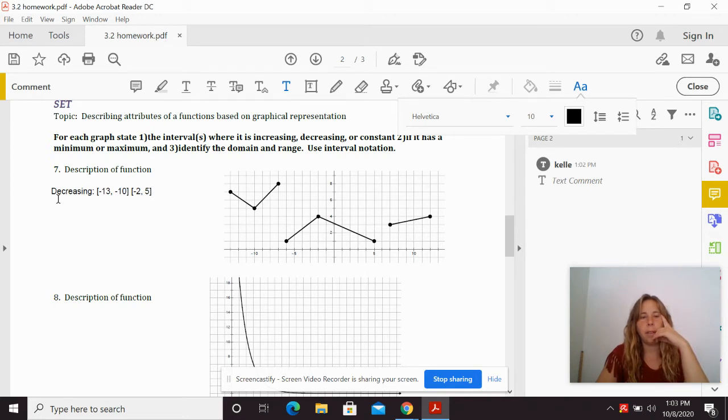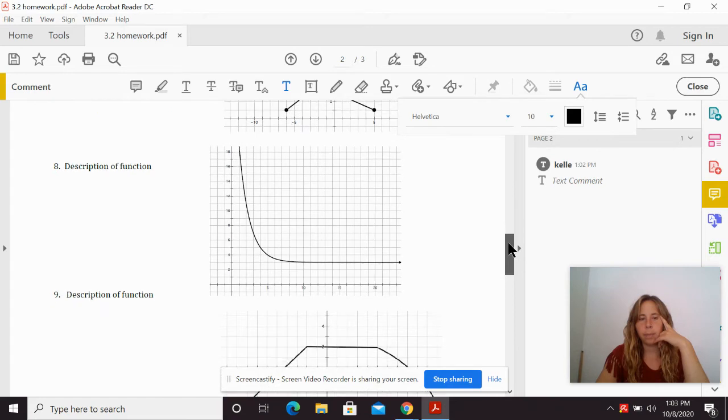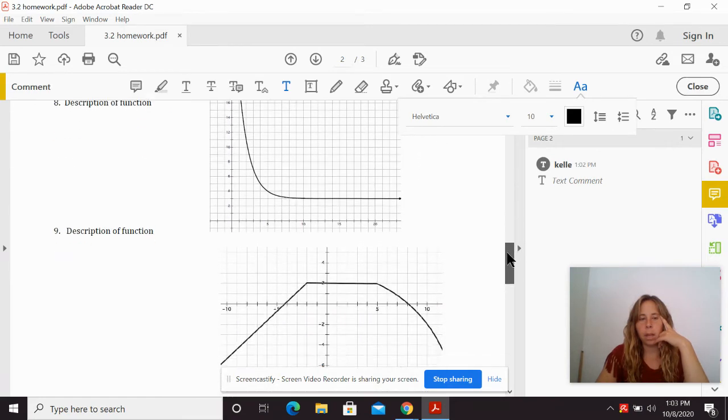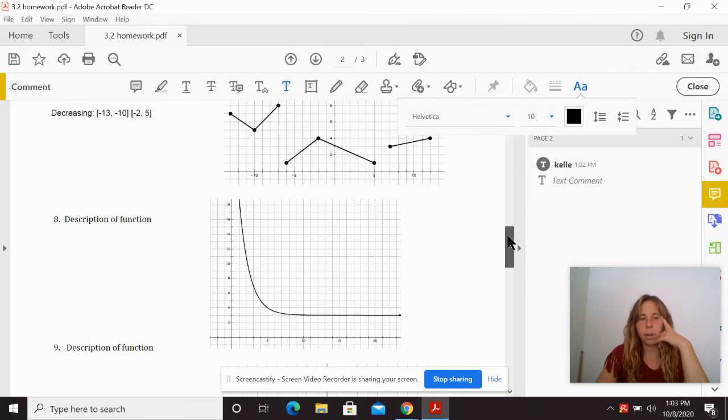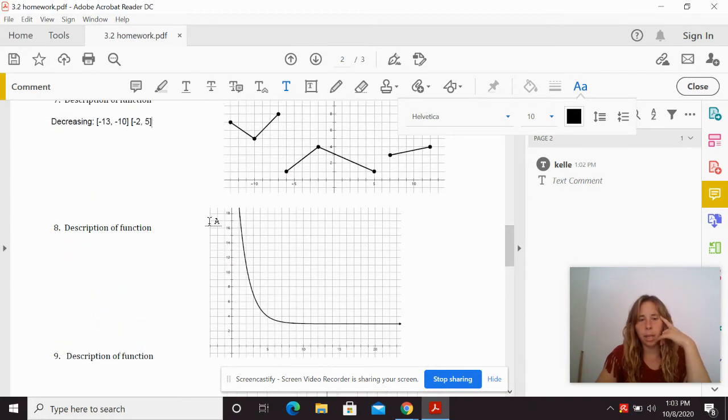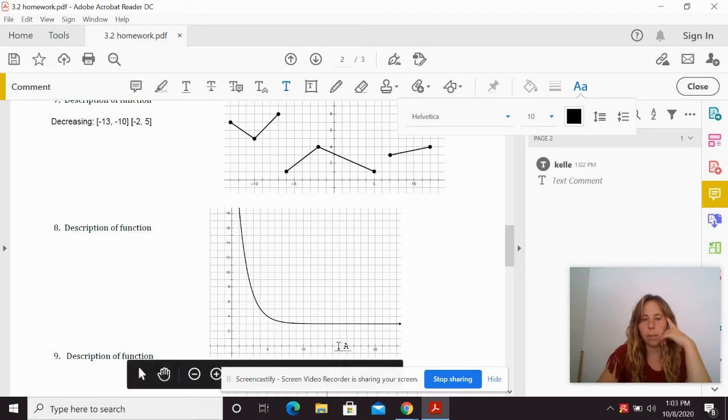And then you just have to identify the minimum and the maximum. The maximum is the highest point. The minimum is the lowest point. Number 9, same thing. Number 8 is an exponential, and so you can't see it. There's an arrow pointing this way. So this graph is going forever up this way and forever this way.